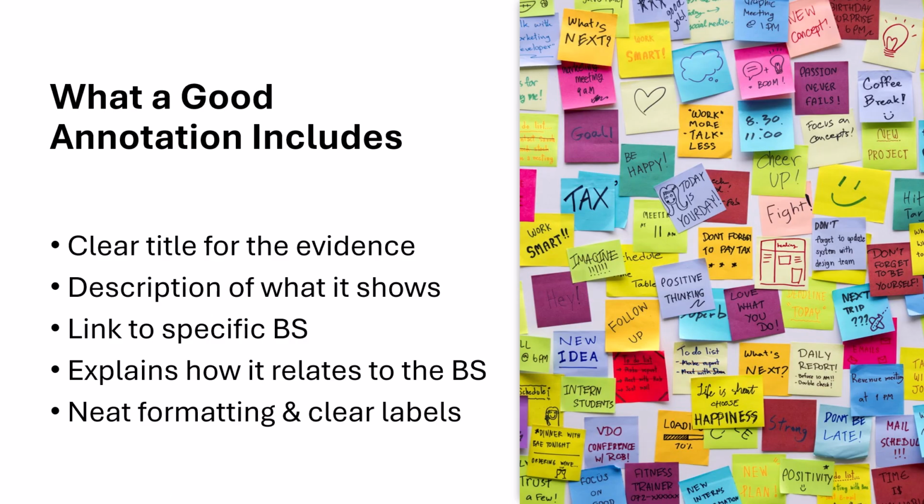So this is a guide on what good evidence is supposed to include. This is not cast in stone. It's just what I've observed over the years while working with interns who are annotating their evidence. Your annotation should have a clear title of the evidence that you're including. It should contain a description of what it shows. It should link to the specific behavioral statement that you're trying to address, or maybe two behavioral statements. Your annotation explains how it relates to the behavioral statements, and it should be neat. It should be neatly written, and the label should clearly indicate what the evidence shows.